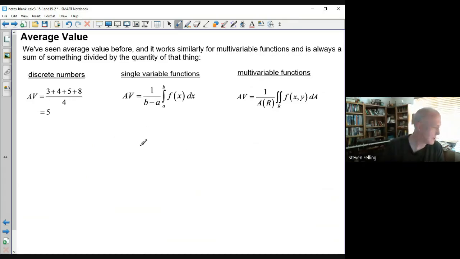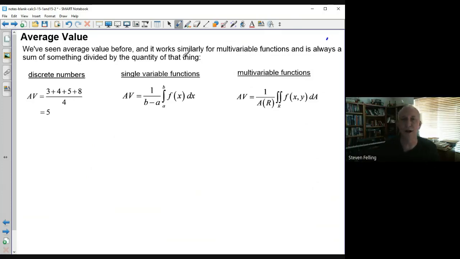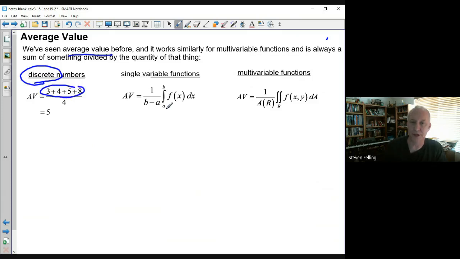So there's various things you can do with these. For some reason, they decided to put in 15.1 and 15.2 average value. This is just one of many, many uses of multiple integrals. So I'll just talk about that now. We know that if you're averaging something, what you're essentially doing is adding up the totals divided by the number of elements. If you have discrete numbers, then you literally add up the numbers and divide by the number of numbers. But in single variable calculus, we learned that the way you add up things is with the integral, and then you divide by the width of the interval, right?